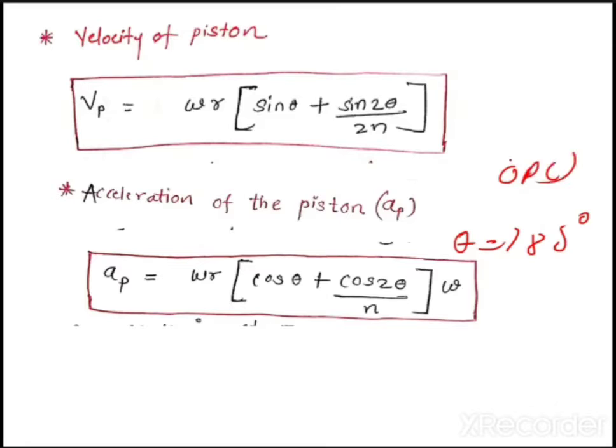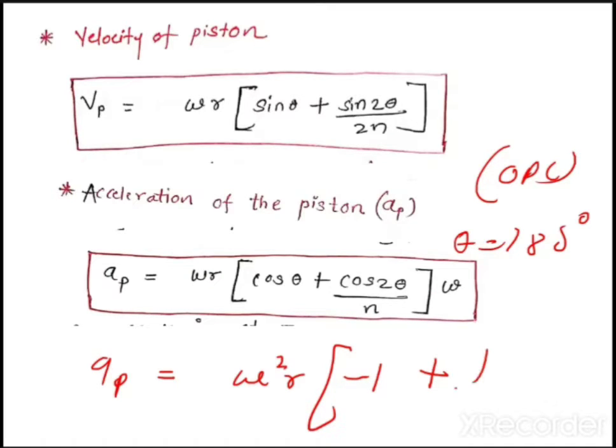Now let us say theta is equal to 180 degree, which means the crank is at the ODC. This formula becomes omega square r into, now what is cos 180? Minus 1. So minus 1 plus cos 2 theta, that is cos 360, 1 upon n. Is it okay? So have you understood how this formula changes?